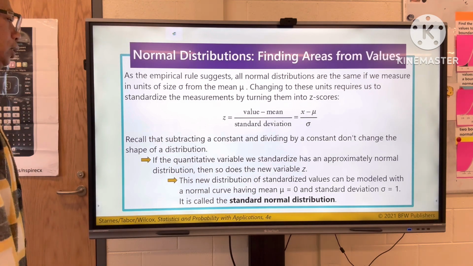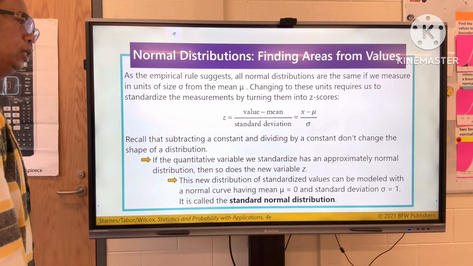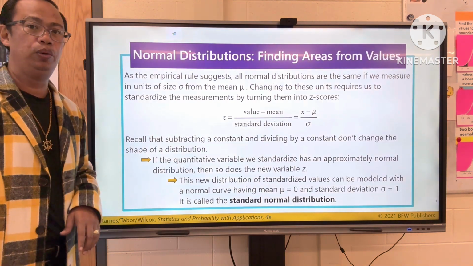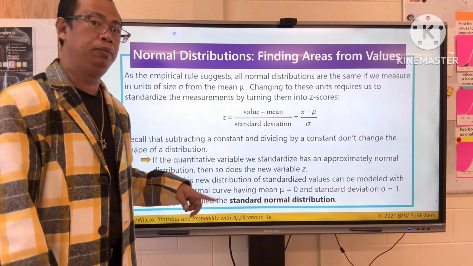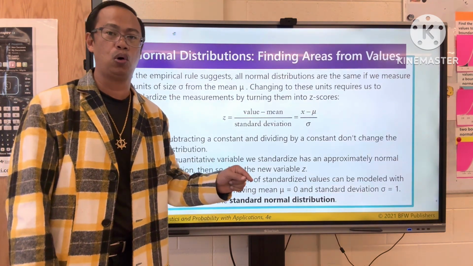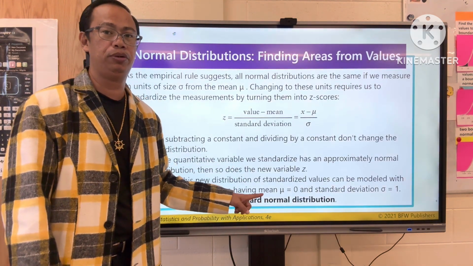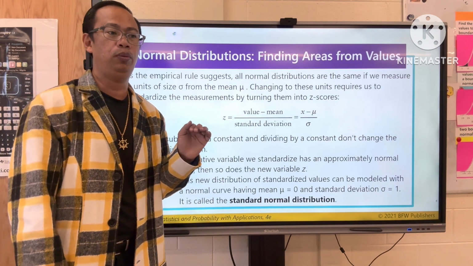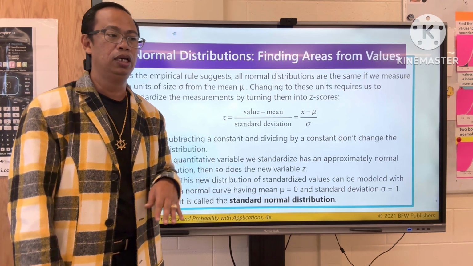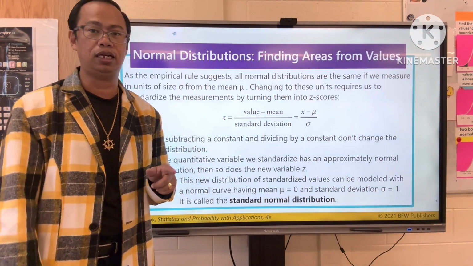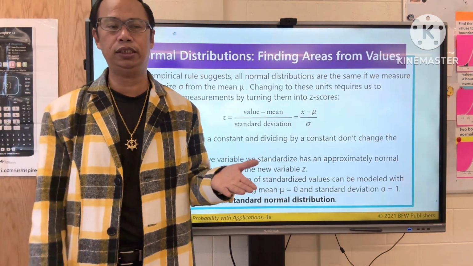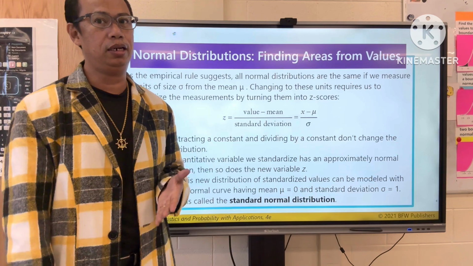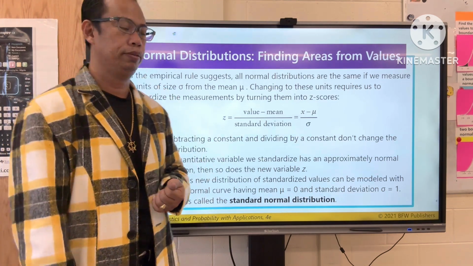As you can see, this is a new distribution of standardized values that can be modeled with a normal curve having a mean value of 0. So if we use the z-score, the mean value is 0 and the standard deviation is 1. This is on the normal distribution and we call this standardized. So we have standardized and unstandardized. What's the difference between standardized and unstandardized? For standardized, we use the z-score, while for unstandardized, we use the raw score.